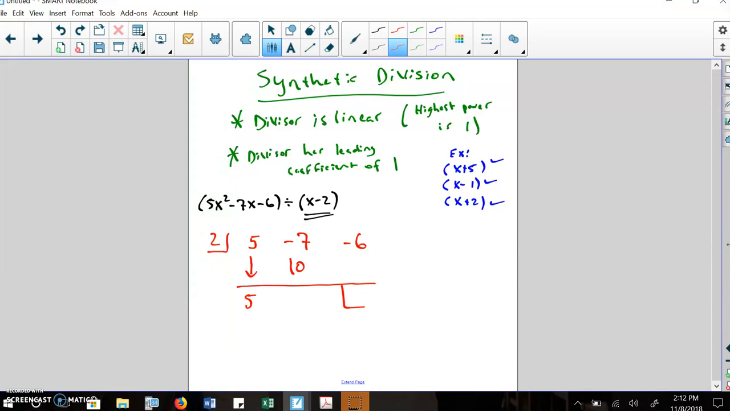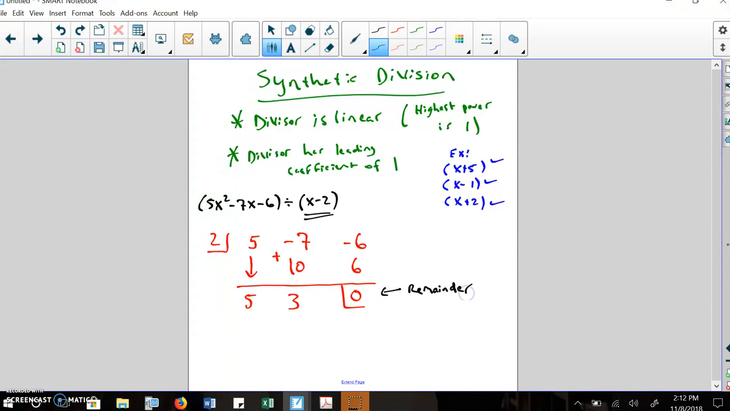And here's where this differs a little bit from long division. In the middle on long division, we subtracted. For synthetic division, we are going to add. So negative 7 plus 10 is 3. And then we repeat the process over again. So 3 times 2 is 6. Add these two numbers together, we get a 0 in this small box at the end. This box at the end is always our remainder.